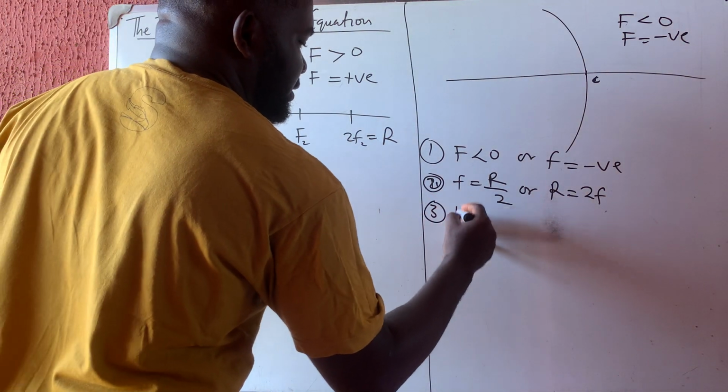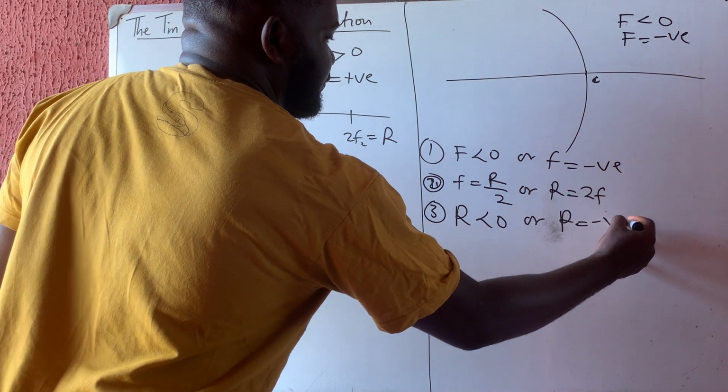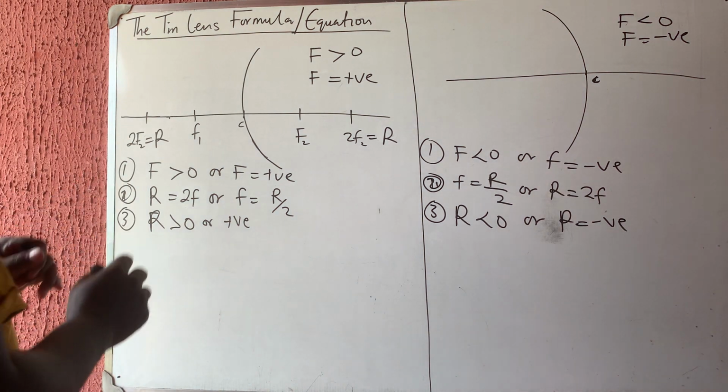Okay, the same thing here. If the radius is less than 0, or you say that the radius is negative, then we are talking about a concave.